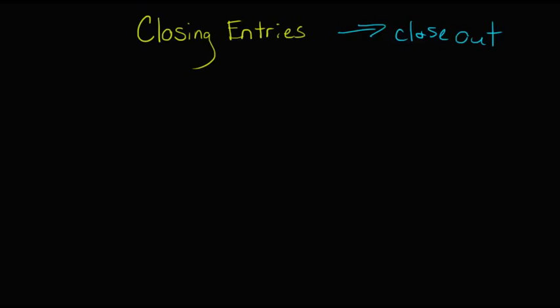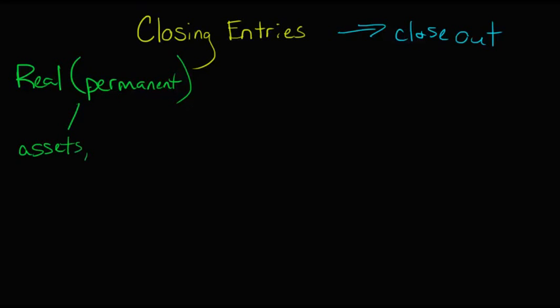Well, the reason is that we actually have two types of accounts. We have real accounts, which are also known as permanent accounts, right? Those are things like cash and so forth. So this is assets, liabilities, equity, all the things from the basic accounting equation. Those are permanent accounts. They always stay. We don't close those out.